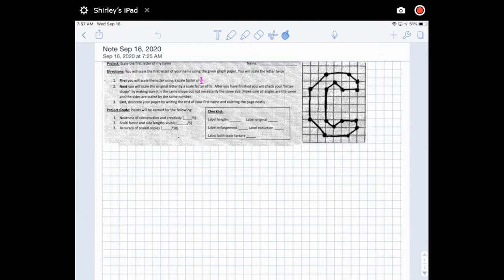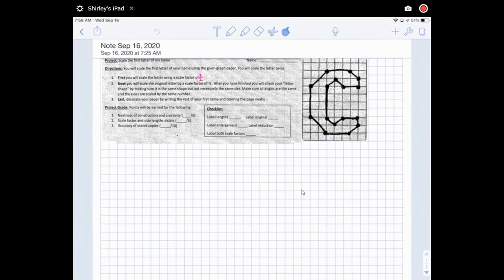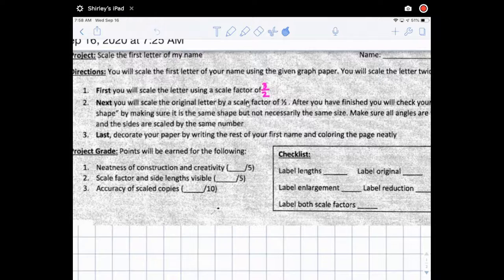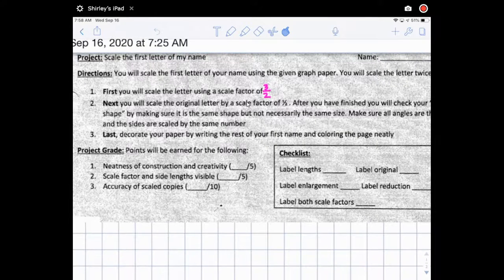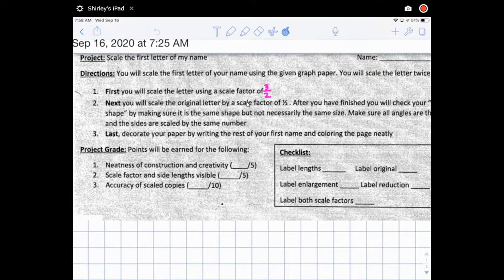All right, guys, what you're going to do today is work independently on scaling a letter. So you should see your assignment posted. There's a direction sheet, and then you're going to find the letter of your first name. And we're going to work on scaling that up and scaling that down. The scale factor I'm going to use for the first one is different than what you're going to do, but you're going to go about it the same way.